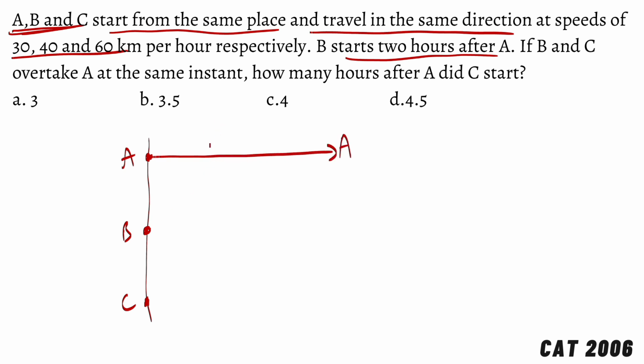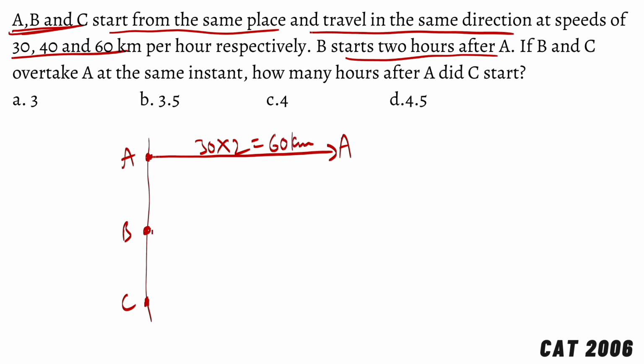So in 2 hours, how much distance did A cover? Distance is speed into time, right? So what is the speed of A? Speed of A is 30. For how many hours? For 2 hours. So the distance covered by A in these 2 hours is 60 kilometers.